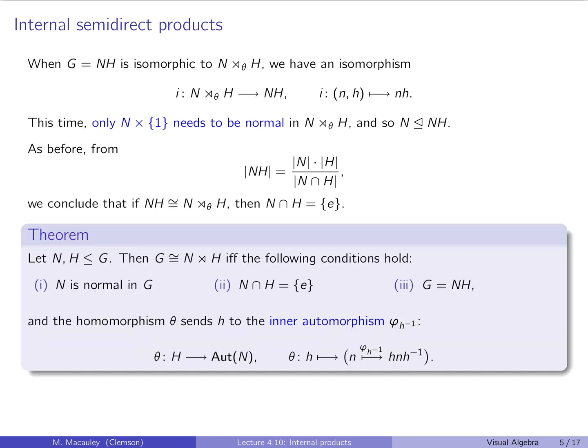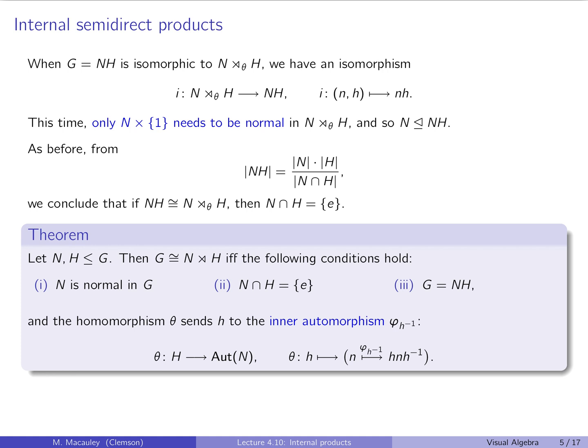Here's the analogous theorem for semidirect products. It says that G is isomorphic to a semidirect product of N and H if and only if the following conditions hold. First of all, just N has to be normal in G, not H. But the next two conditions are the same. N and H have to intersect trivially, and they have to generate G. So in other words, they still have to be lattice complements.